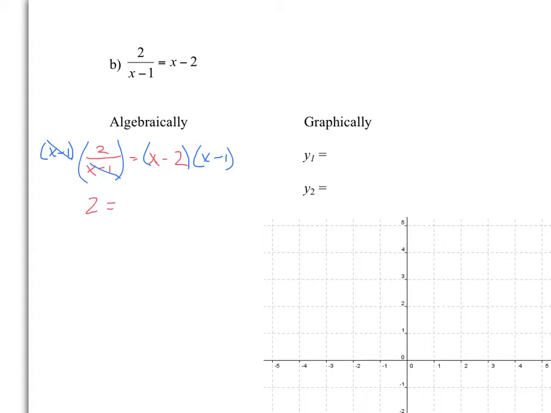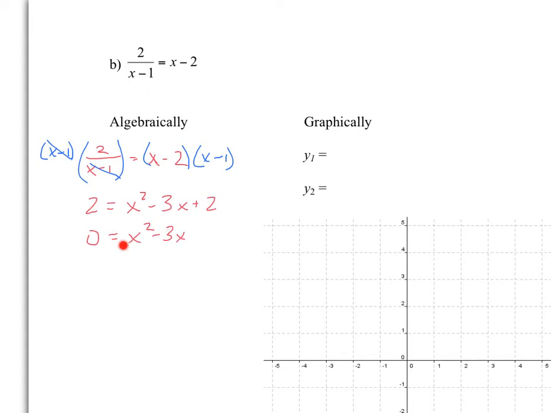You have 2 equals, and then I'm going to expand this. So this is a trinomial. So x squared minus 2x minus x, which is minus 3x plus 2. Okay, so then I got to solve this. So I need equals 0 for one side. So bring the 2 over. So subtract 2 on both sides.